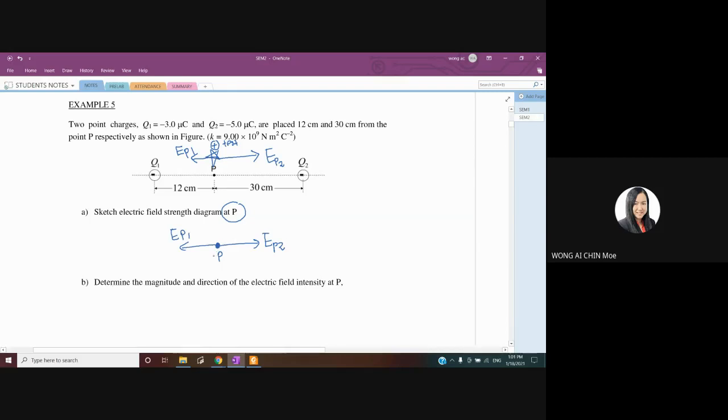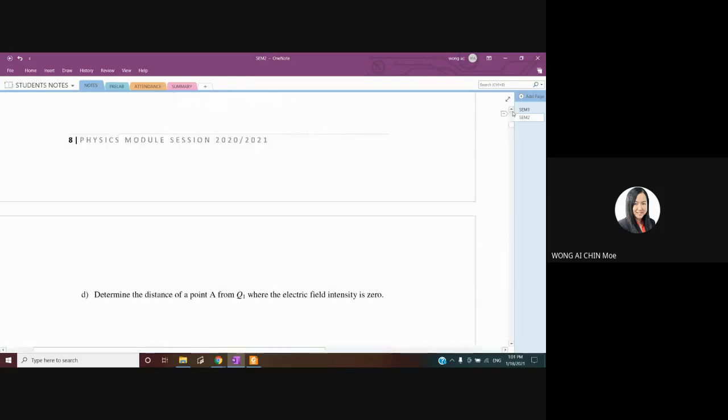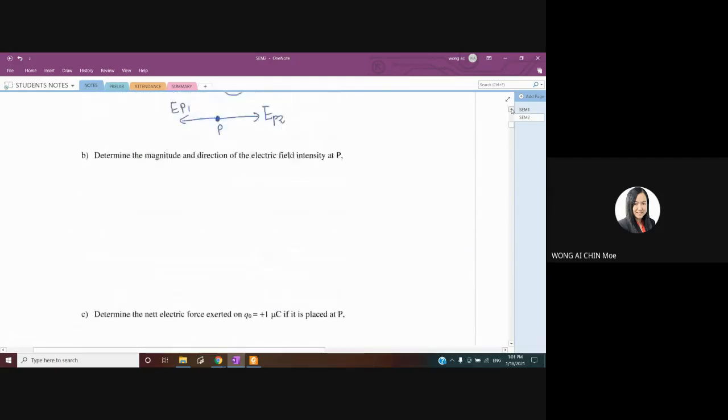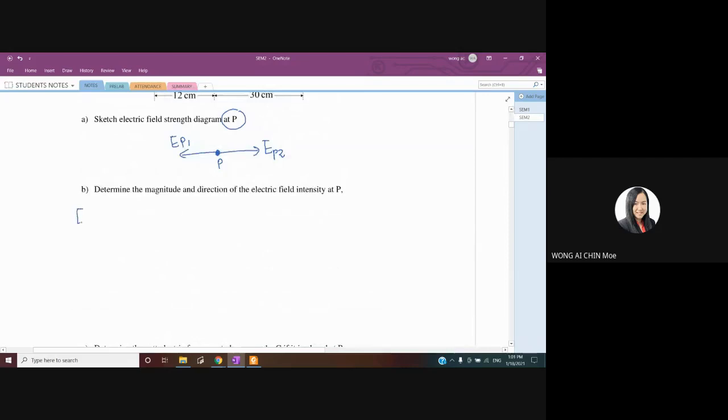So what happened is this is only the X component. First, what should we do? We must find the magnitude first, where we need to find EP1, the modulus of KQ1 over R squared, and then EP2, KQ2 over R squared. After that, you calculate and substitute all the values.